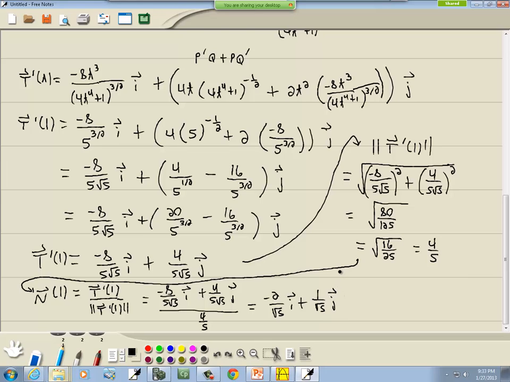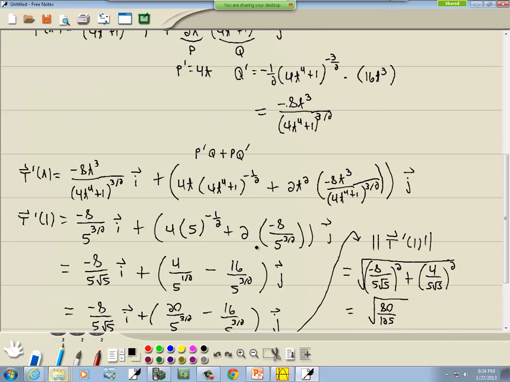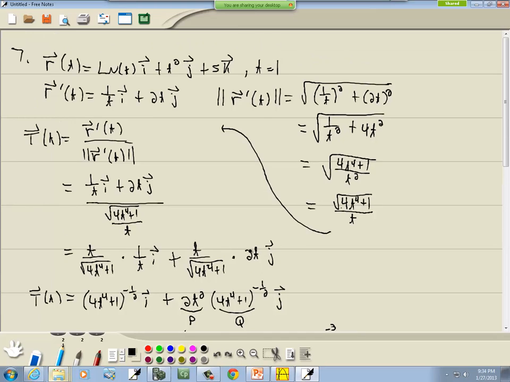And miracle of miracles, this is actually a unit vector, so that makes me feel good. That's kind of a check. So that gives us negative 2 square root of 5 over 5 i plus square root of 5 over 5 j as our answer. And it did fit all that on there. Okay, so let me save that.